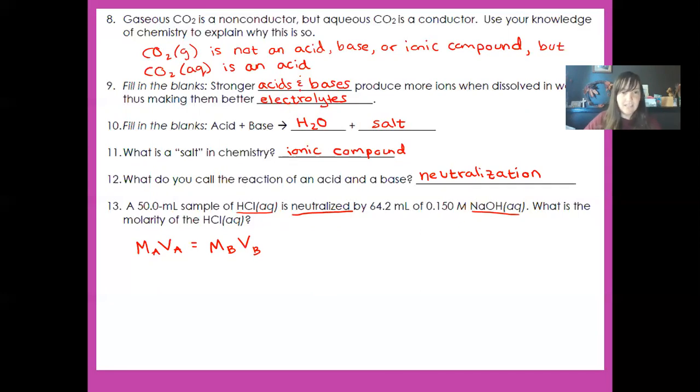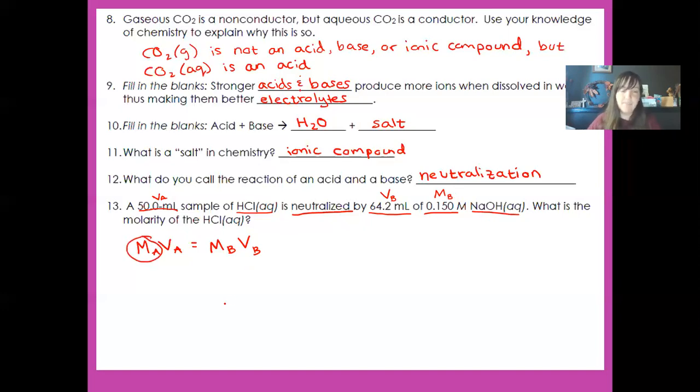Okay, so in this case, this first number they're giving us, 50 milliliters. Milliliters is a volume. Hydrochloric acid is an acid, so this is VA. Next number, 64.2 milliliters. Milliliters is volume, and sodium hydroxide is a base, so this is volume of the base. And here, 0.15 molar is the concentration of the base. So that's molarity of the base. And they said, what is the molarity of the acid?